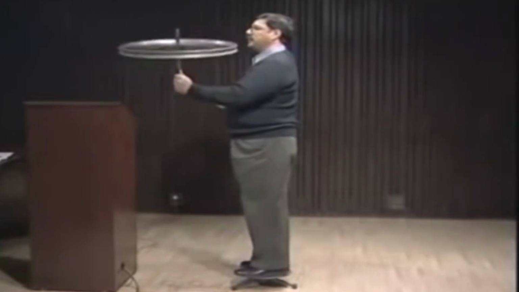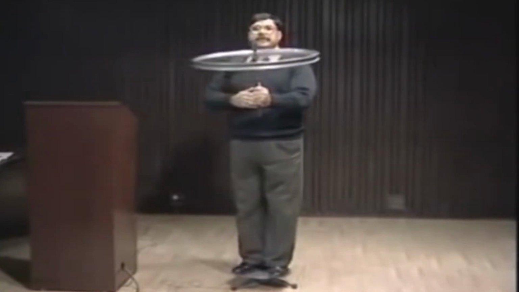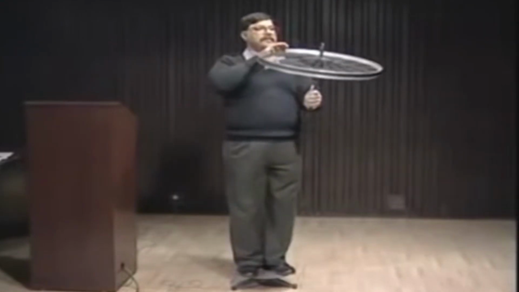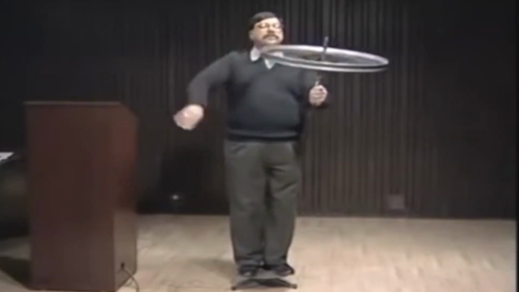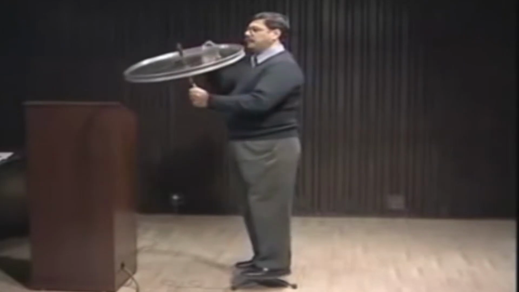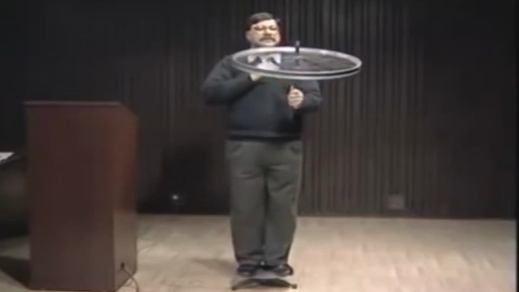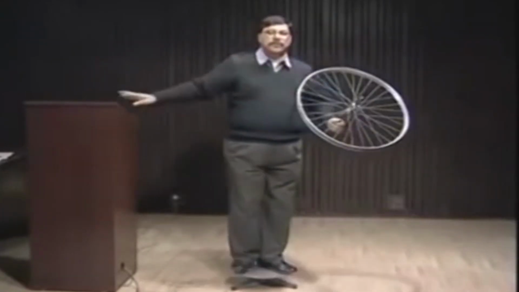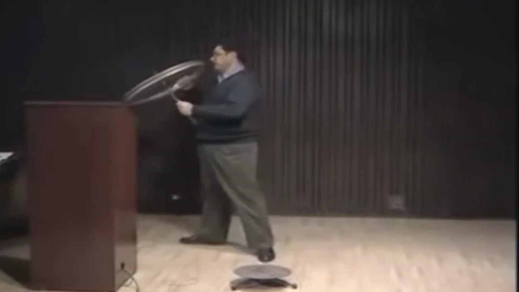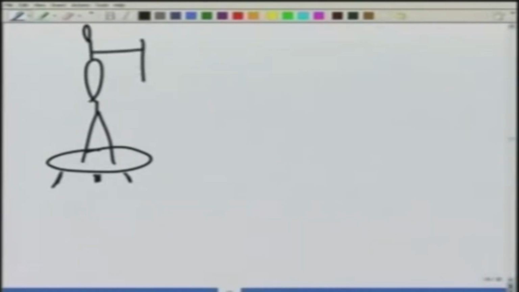As soon as I stop it, I also stop. Let me give it the rotation the other way. I start moving the other way. Let me stop it and I stop. Let me give it the rotation this way. Stop. Let me give it the rotation the other way. I move this way. Let us try to understand this as to what is happening. What is happening here is that I am standing on this platform, holding this wheel.